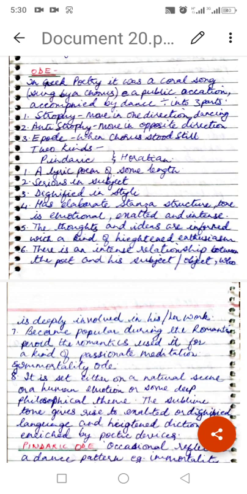Now, the ode is either set on a natural scene or a human emotion or some deep philosophical theme. Now, the sublime tone gives rise to exalted or dignified language and heightened diction. It is enriched by a number of poetic devices.